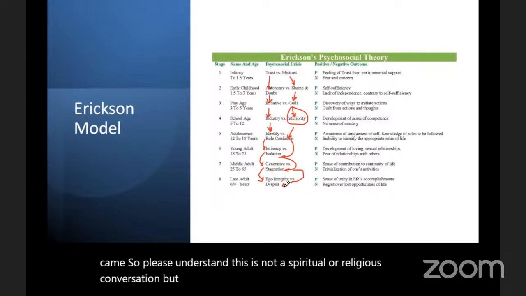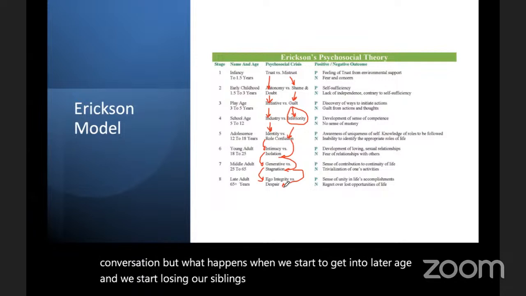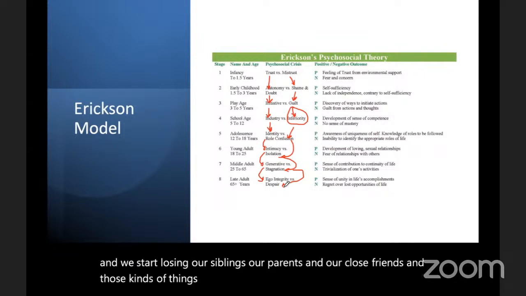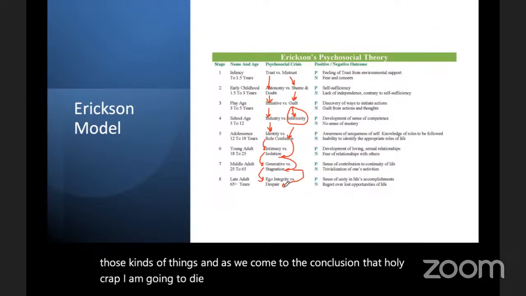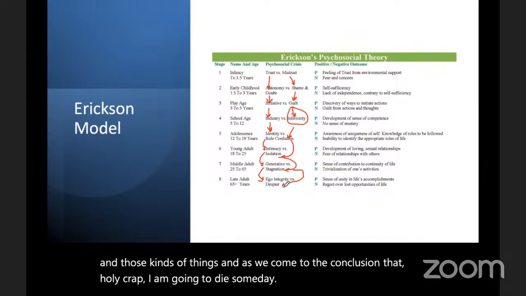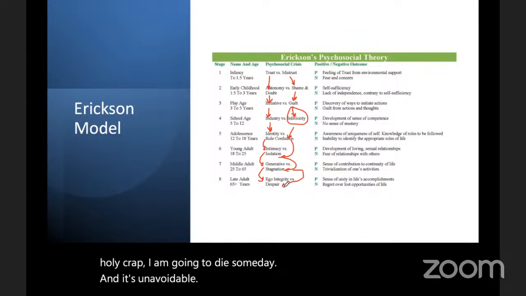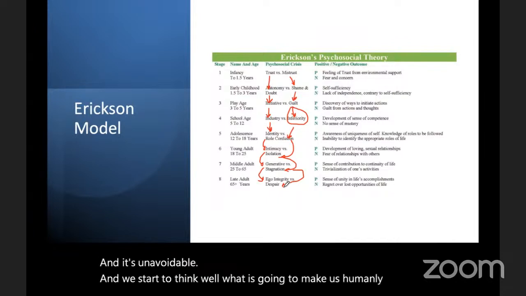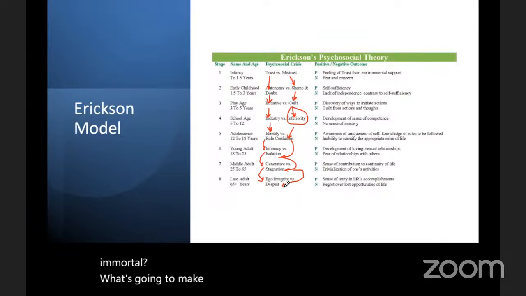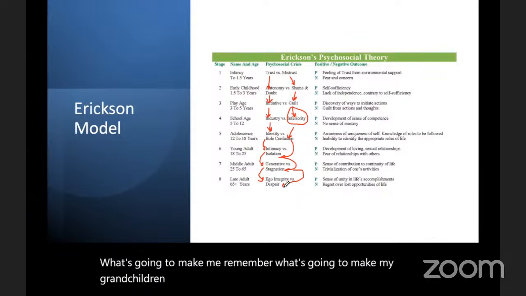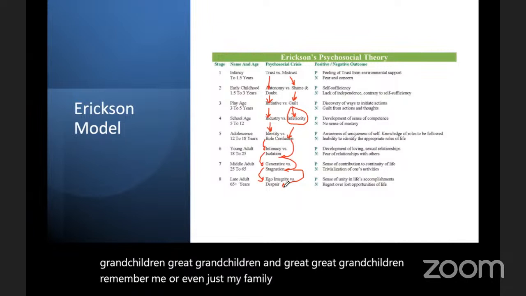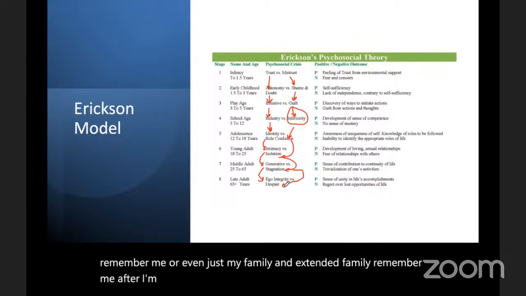But what happens when we start to get into later age and we start losing our siblings, our parents, and our close friends, and those kinds of things? And as we come to the conclusion that, holy crap, I am going to die someday, and it's unavoidable. And we start to think, well, what is going to make us humanly immortal? What's going to make me remembered? What's going to make my grandchildren, great-grandchildren, and great-great-grandchildren remember me? Or even just my family and extended family remember me after I'm gone, okay?